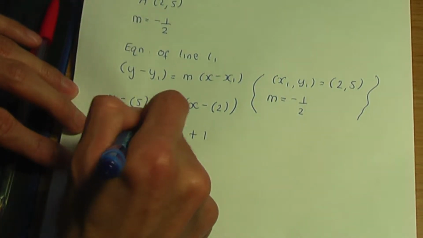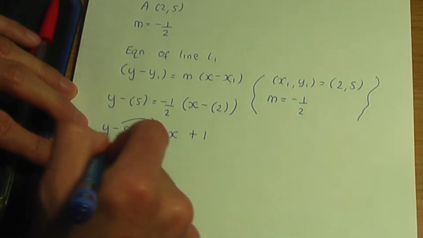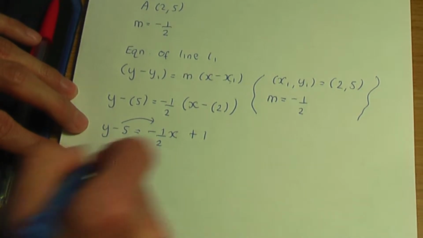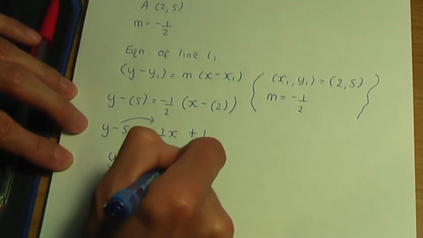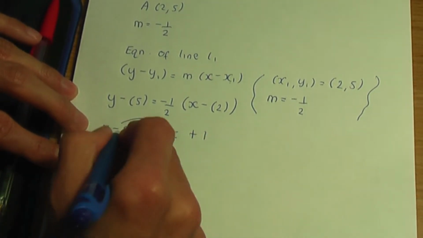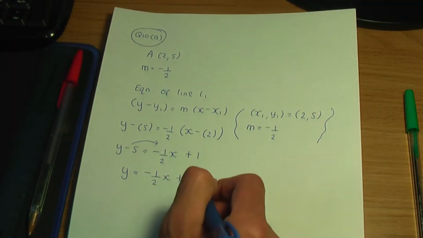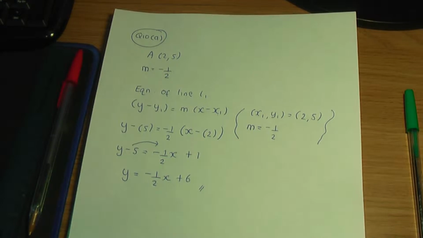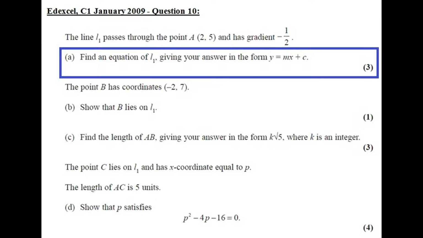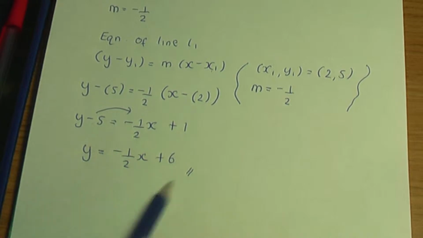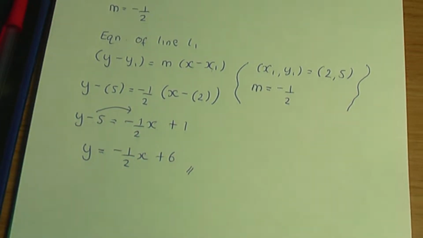And if I therefore take the minus 5 to the right hand side, we're going to end up with y. Y is minus half x, 1 plus the 5 is 6. So that should be the solution to part A. So let's go back to the screenshot. So in part A, we need our answer in the form y equals mx plus c. Back to the paper and pen, and we have our answer in its required form.